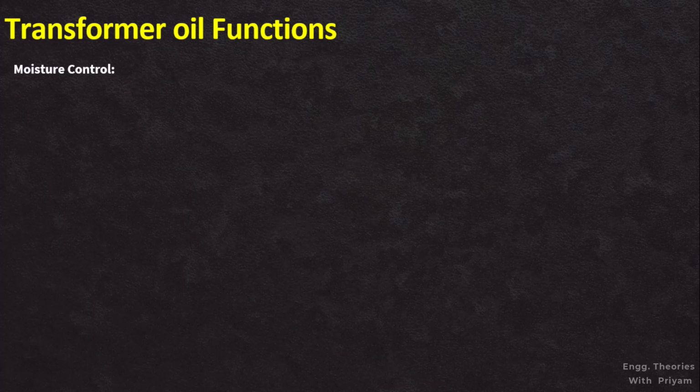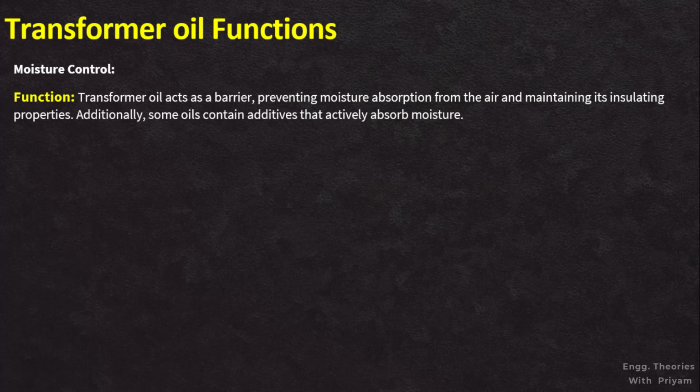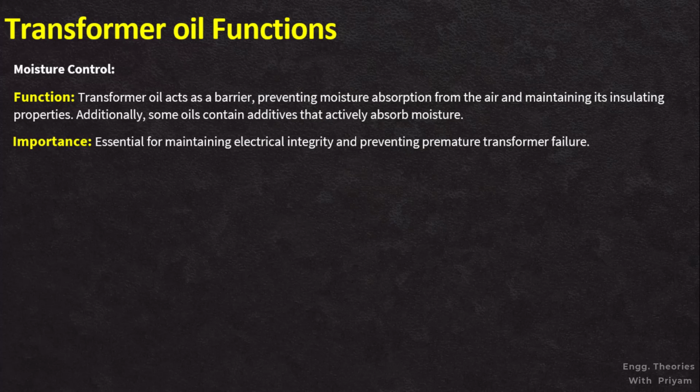Moisture control. Transformer oil functions as a barrier, preventing moisture absorption from air and maintaining its insulating properties. Additionally, some oils contain additives that can absorb moisture. It is essential for maintaining electrical integrity and preventing premature transformer failure.